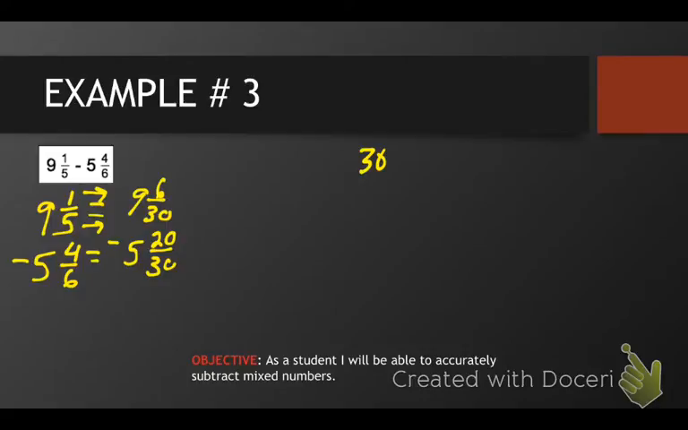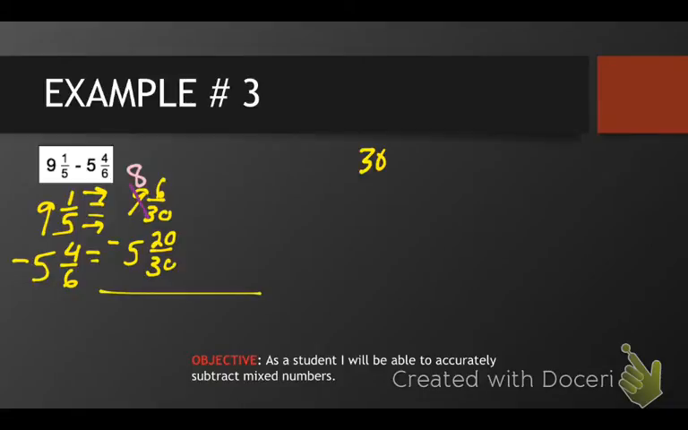Now, ladies and gentlemen, we're going to go ahead and do our subtraction. But right now, we have 6/30ths minus 20/30ths. We cannot do that. So in this particular case, 6 minus 20, we're going to have to go ahead and borrow. So we're going to borrow from the 9. Okay, the 9 becomes an 8. All right, so we're going to go ahead and put an 8 at the top.